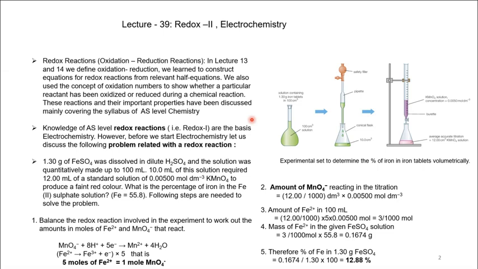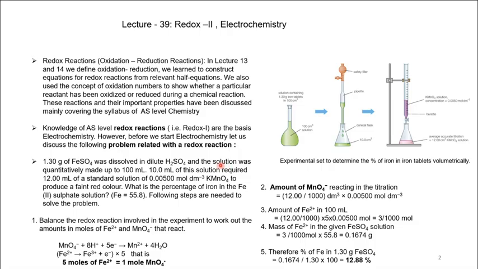This knowledge of AS level redox reactions, which we can call redox 1, is in many A level books called redox 1 and redox 2. So redox 1, we had a long discussion about, and now we are going to start redox 2, which is electrochemistry. But before we go to electrochemistry, let's take a problem on redox reaction.